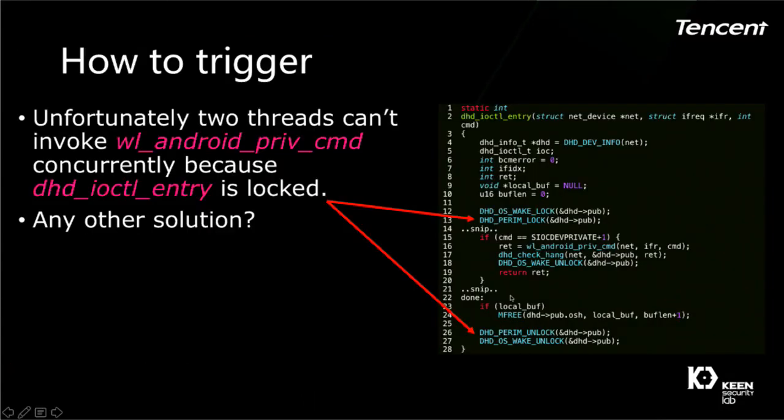But unfortunately, in fact, we can't do that, because if we want to call that function concurrently, we need to call the dhd_ioctl entry. But this function is locked. You can see a lock here, so we can't call it concurrently. So we need to find another solution, because finally we need to call this function concurrently. Maybe you can find another way, not via the dhd_ioctl, but use another function to call it.